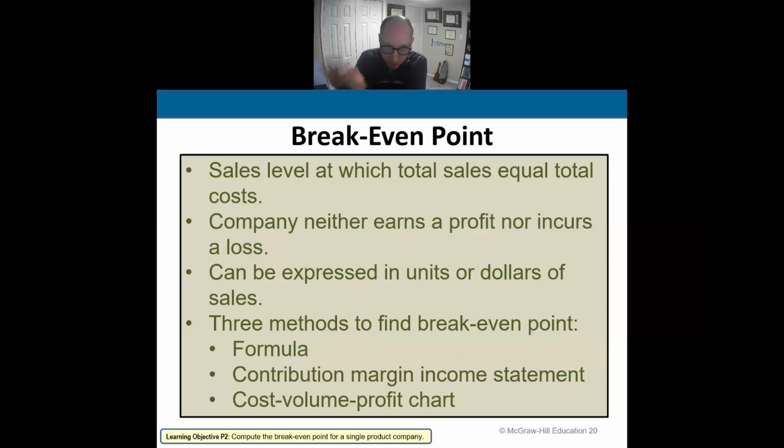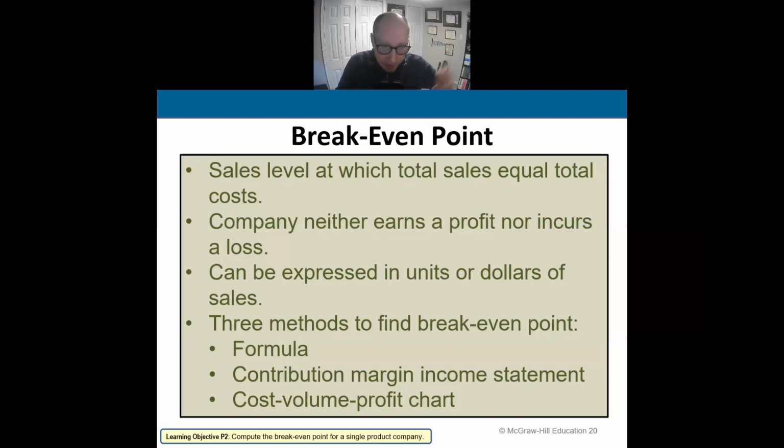Yeah? The point of zero, if you will. Break even. Point of zero. It's where you're not making a profit, but you're also not losing money. It's the point of zero, called break even. It tells me how many units I need to sell in order to break even. It tells me how many sales dollars I need to sell to break even. So I can look at it in units or sales dollars.